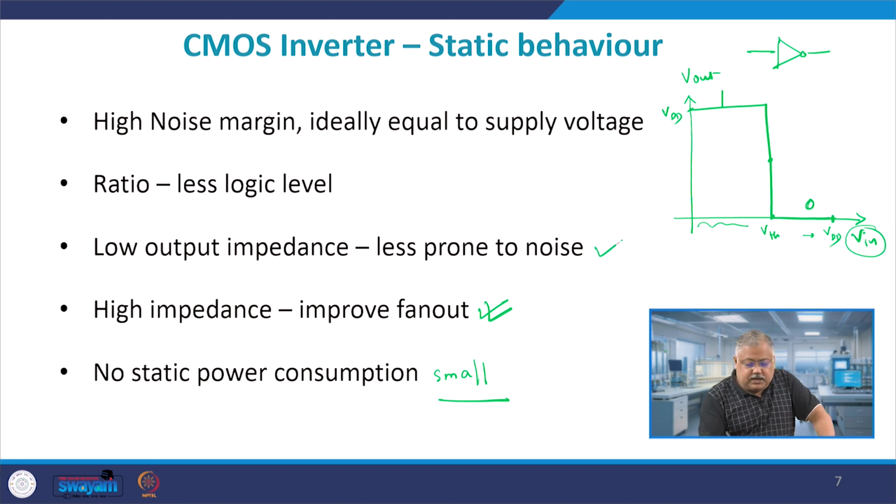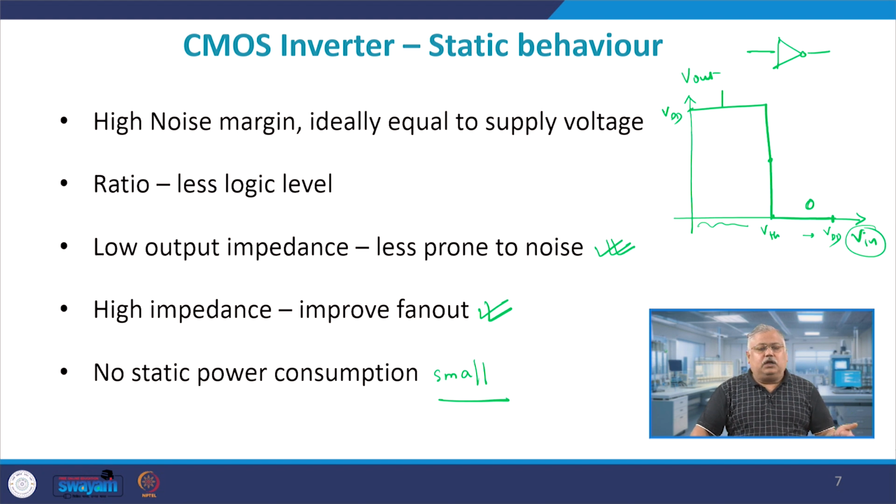The output impedance is also very small, and it is almost a ratioless logic, because once you fix the W by L ratio of pull up to pull down, you can make your high to low and low to high transitions equal, and that will give you a reduced amount of latency.